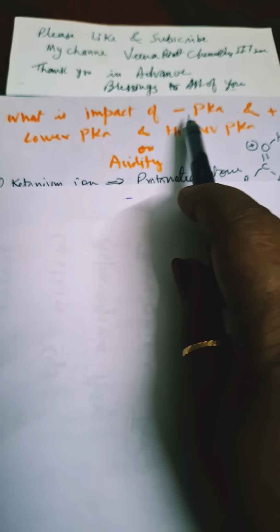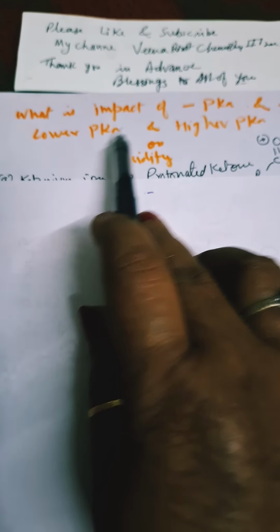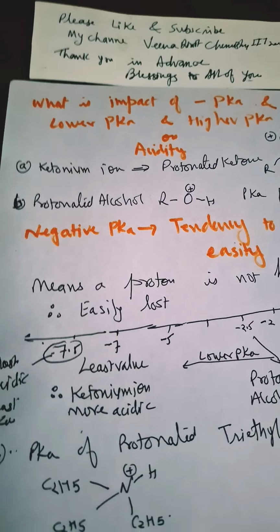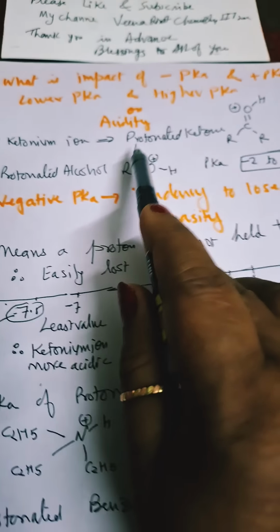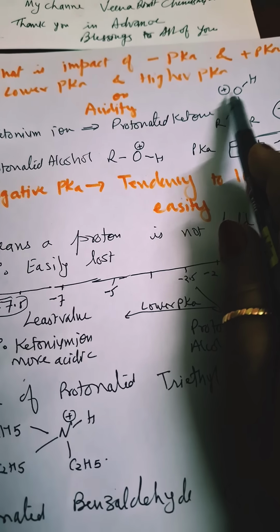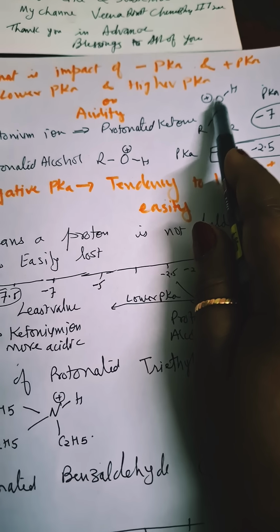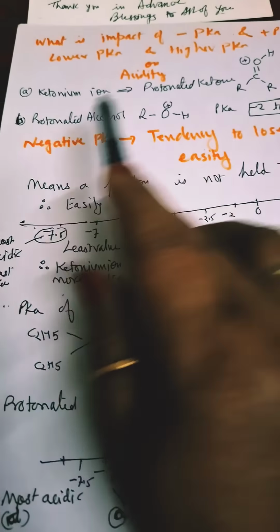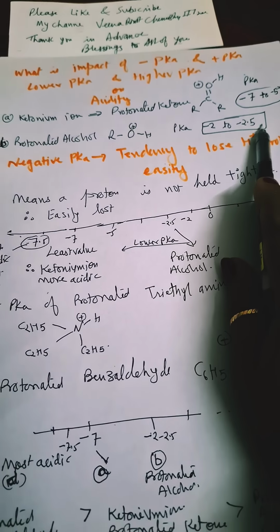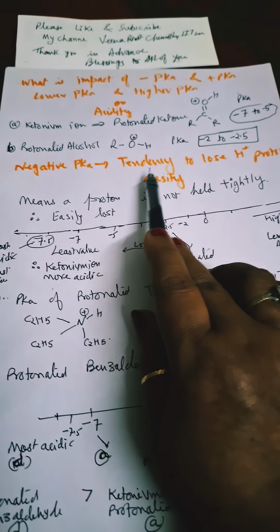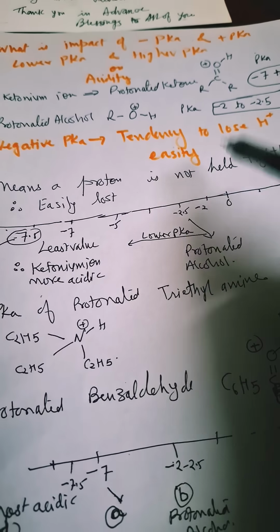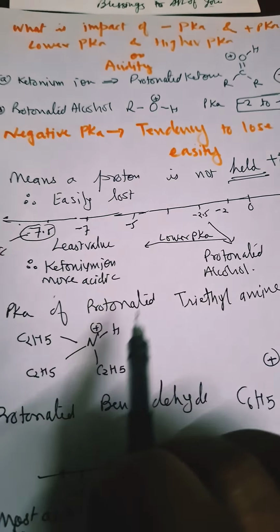What is the impact of minus pK and plus pK, that is lower pK and higher pK, on acidity of an organic compound? So here I have written the correct answer. Remember this: ketonium ion, protonated ketone, we have to write as R-C=O with a positive charge on oxygen, so the pK value is -7 to -5. Protonated alcohol, ROH, carries a positive charge, pK -2 to -2.5. Negative pK means a tendency to lose a proton very easily, means the proton is not held tightly, very loosely attached.